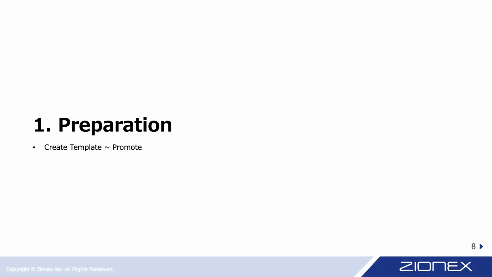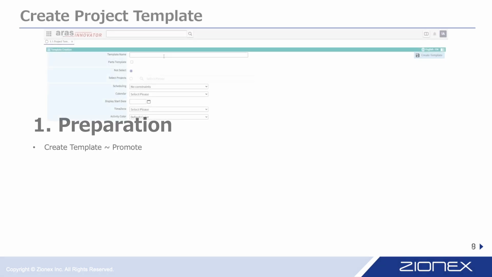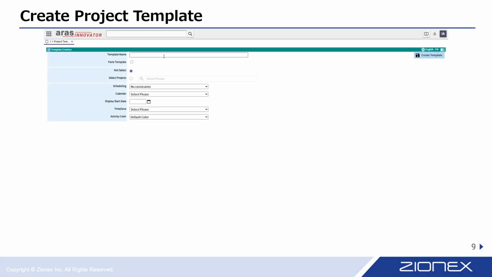The first step is 1. Preparation. We begin with the first step, creating a project template. During this phase, you'll set scheduling options, calendar preferences, and the project's time zone. There are 3 scheduling options, which include 1. No constraints. 2. Specifying lead or lag days in forward and backward schedules. 3. Allowing more days for flexibility. These choices help tailor your project template to your specific needs and constraints.